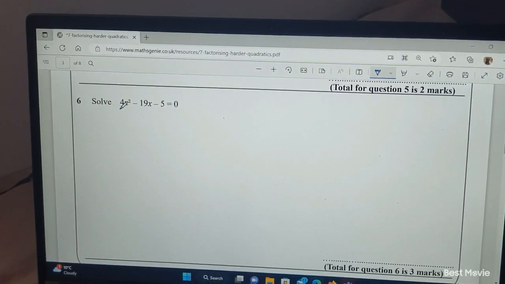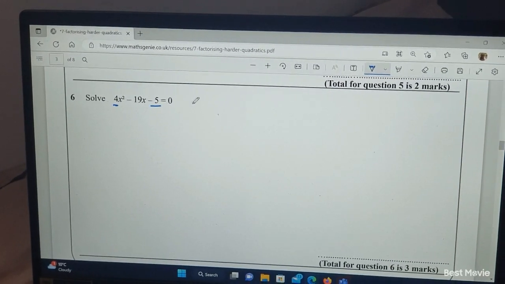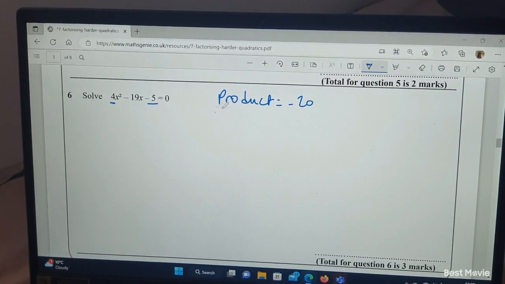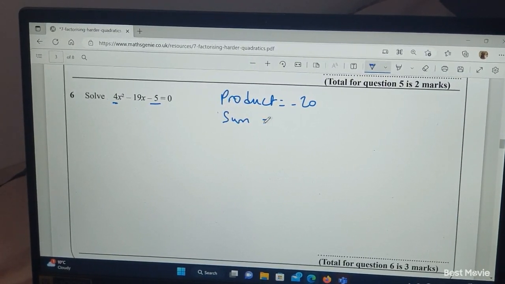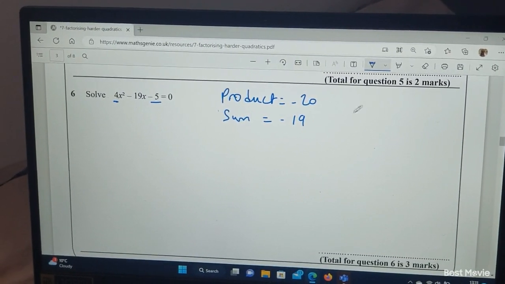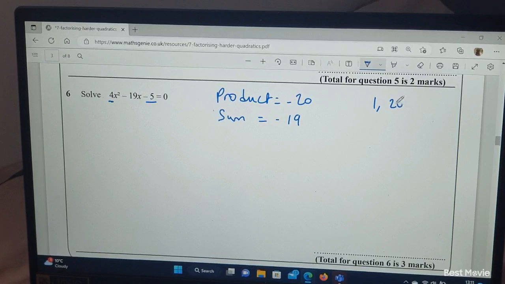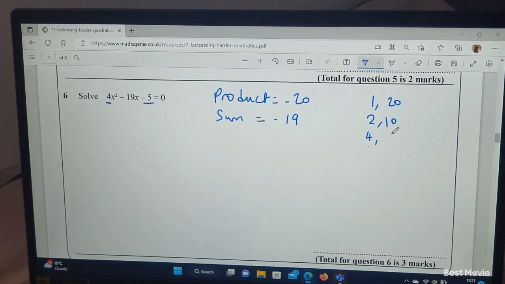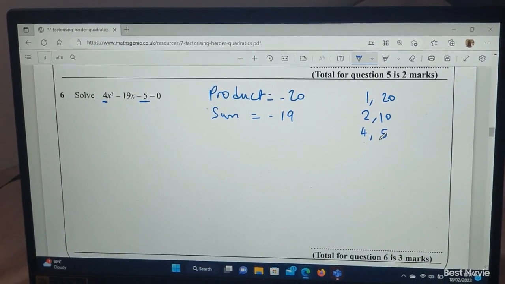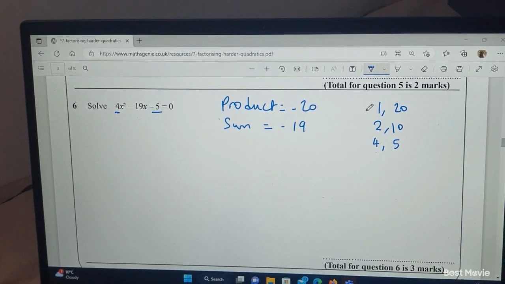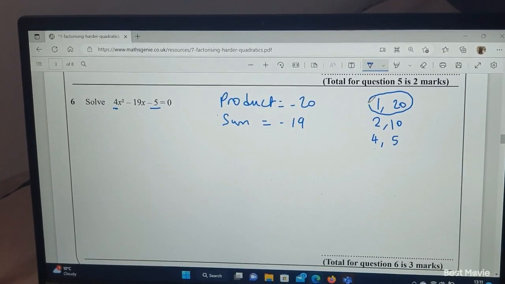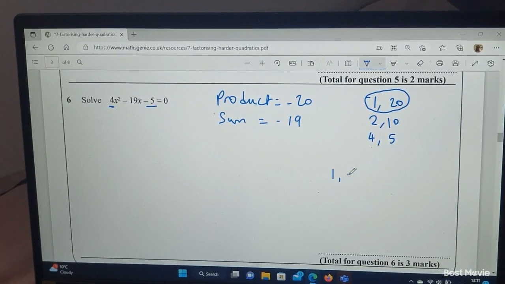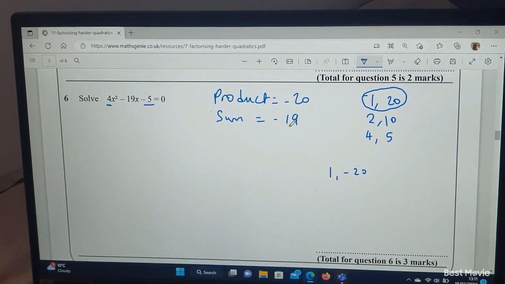So the product is 4 times minus 5, which is minus 20, and the sum is minus 19. So we're going to check for numbers that multiply to get 20: 1 and 20, 2 and 10, 4 and 5. So we're choosing 1 and 20 to get to minus 19. If I do 1 take away 20, that will get me to minus 19.